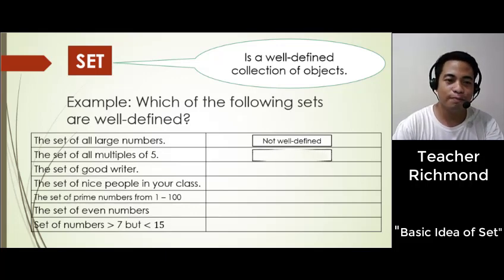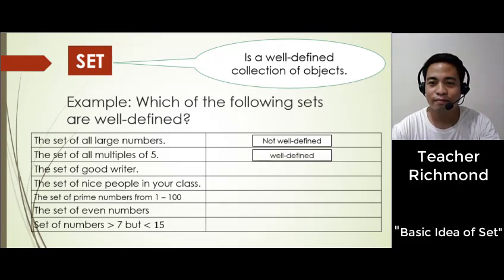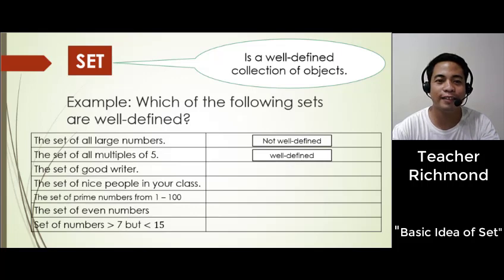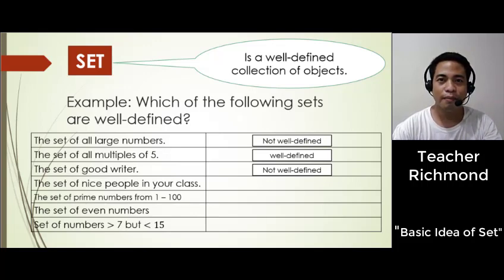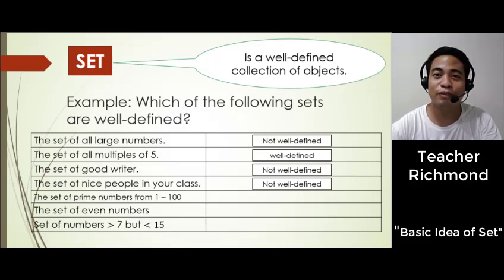So, the set of multiples of 5, is it well-defined? Yes, it is well-defined. The set of good writers is not well-defined because maybe your good writer is not a good writer to me. Maybe my good writer is Jose Rizal, and maybe your good writer is Andres Bonifacio. So, the set of nice people in your class is also not well-defined. Why? Because maybe for you it is good, but for me it's not.